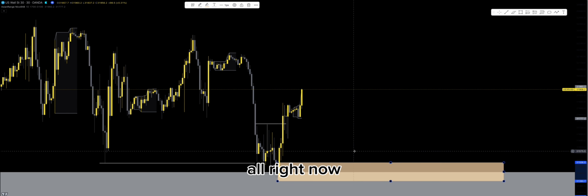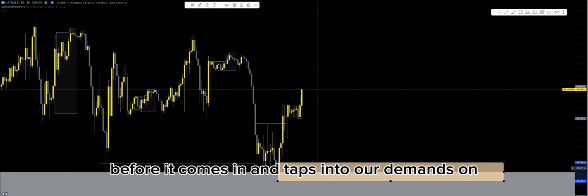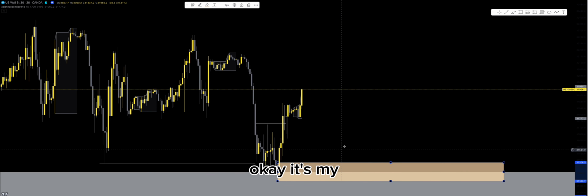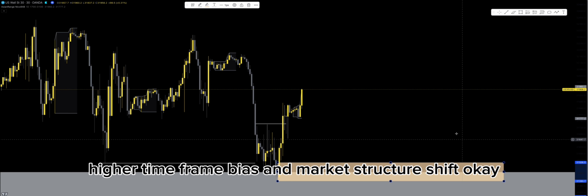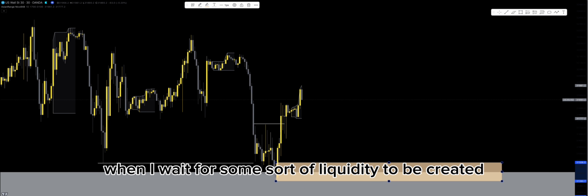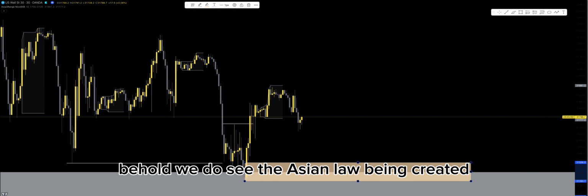All right. Now what we want to see is some sort of liquidity be created before it comes in and taps into our demand zone, so we can go take a long. Okay, it's met everything on my criteria so far. It's tapped in, it's swept this low, higher time frame bias, and market structure shift. Okay, we're now waiting for some sort of liquidity to be created, and before, lo and behold, we do see the Asian low being created.